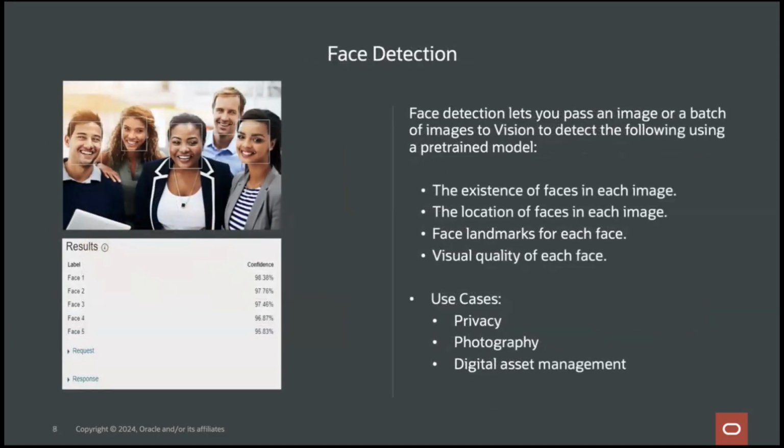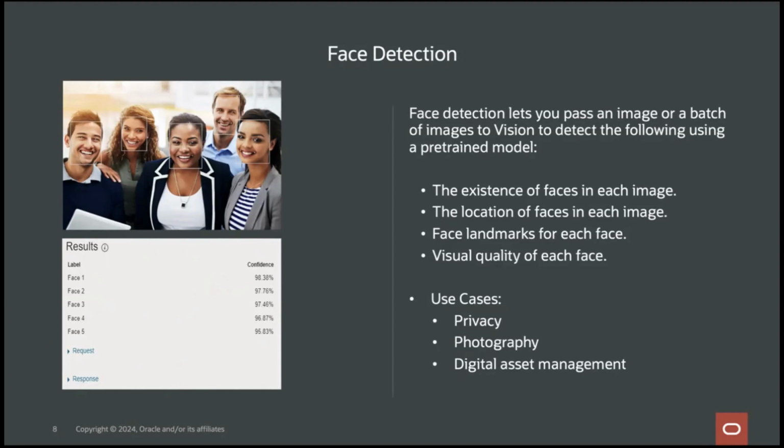The next thing we want to go ahead and look at is face detection. Let's look at a simple example where you have an image with different faces that are part of that image. What the face detection module will do is find out the existence of faces within that specific image. It will bound the faces that it finds with a bounding polygon. It will also find out major landmarks within each face.